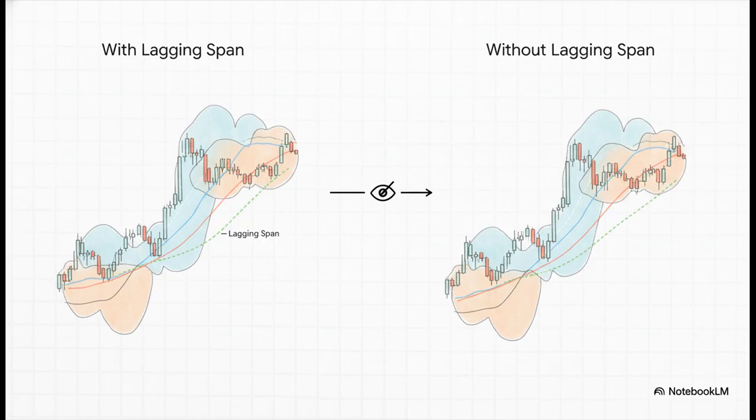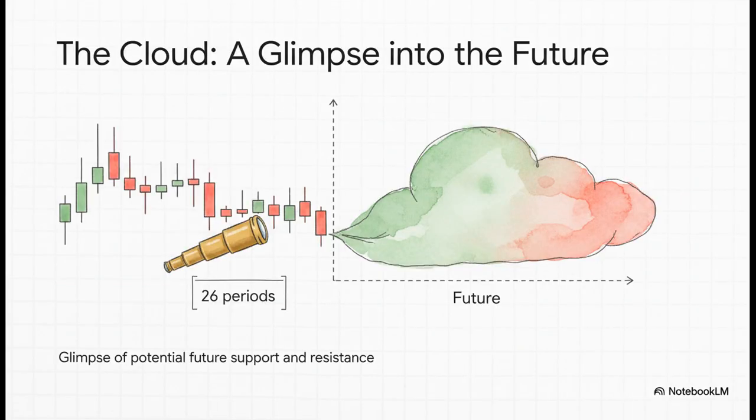But in the spirit of keeping things simple, a lot of modern traders just hide this line. They find that the cloud and the two main lines give them plenty of information, and getting rid of the lagging span just keeps the chart much cleaner and easier to read. Now, this is probably the coolest, most unique feature of the whole thing. The cloud, that green and red area, is actually plotted 26 periods ahead of the current price. This means it gives you a forward-looking glimpse of where potential support and resistance might show up down the road.